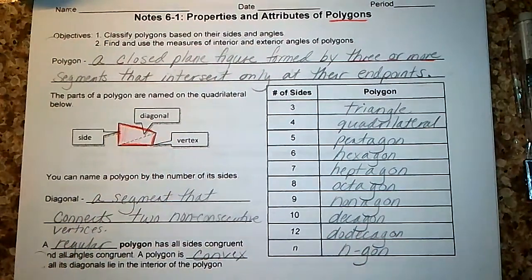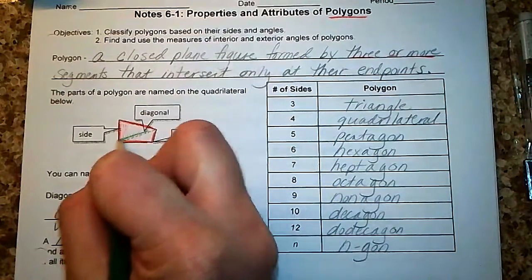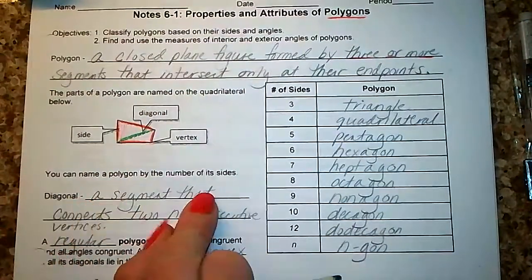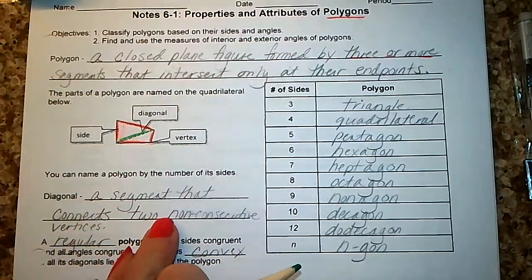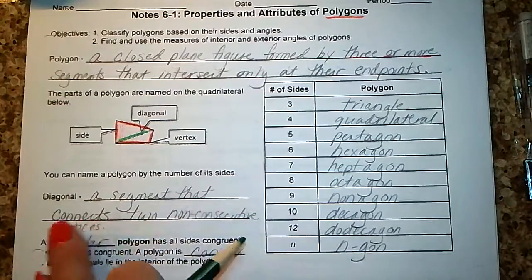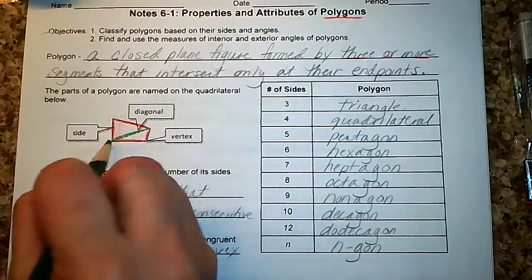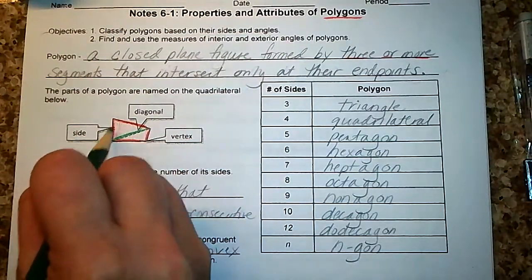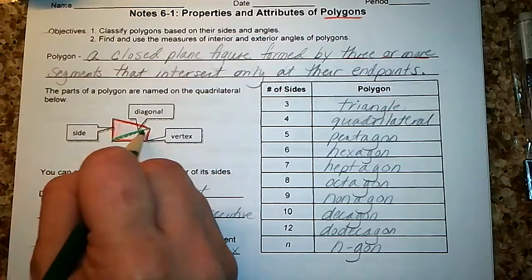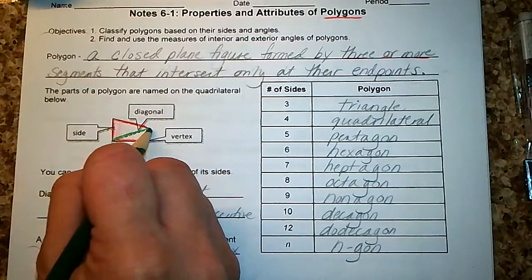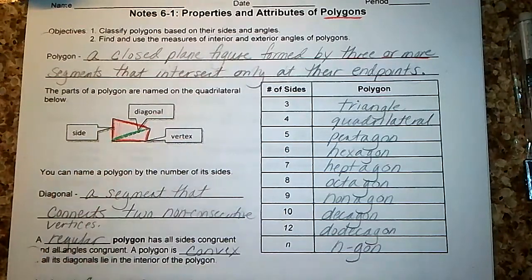And there's also in here something called a diagonal. Now take a look. A diagonal is going to be a segment that connects two non-consecutive, that means not in a row, vertices or vertex points. So a diagonal is going to connect from here to here. It can't go to here because that's consecutive, and it can't go over to here because that's consecutive. That's the only one over there that is not consecutive that it can connect to. Okay? All right, we're going to talk more about that in a minute.